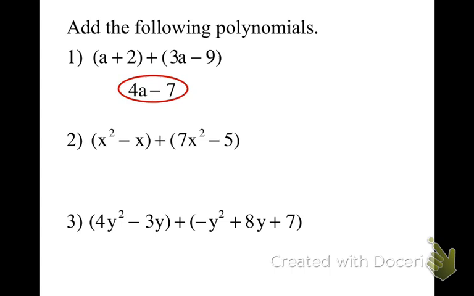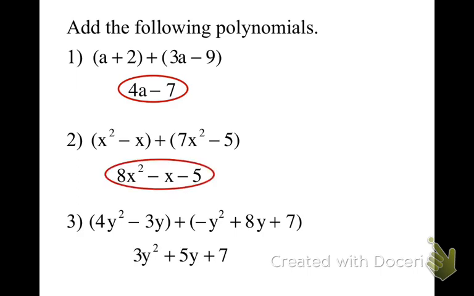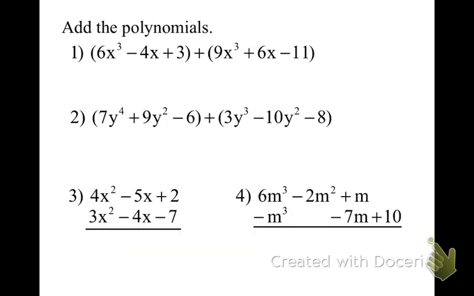Now check your work. My 7x squared goes with x squared. That's 8x squared minus x minus 5. The next one will be 3y squared plus 5y plus 7. All right, pause the recording and try the next few on your own. Now check your work. Notice negative 4x goes with positive 6x, and then 3 goes with negative 11.